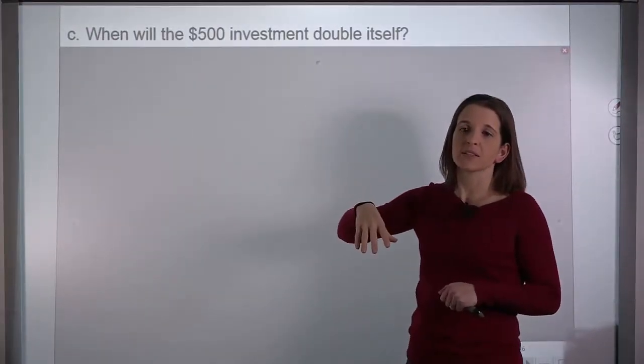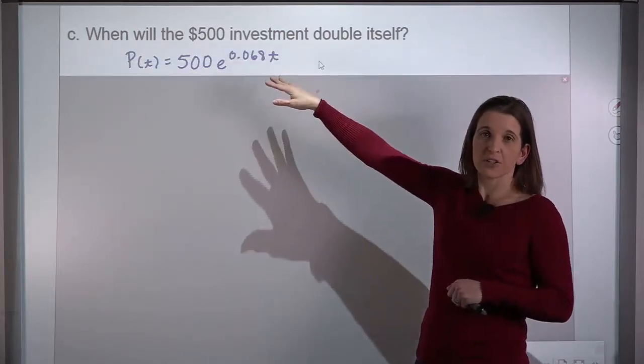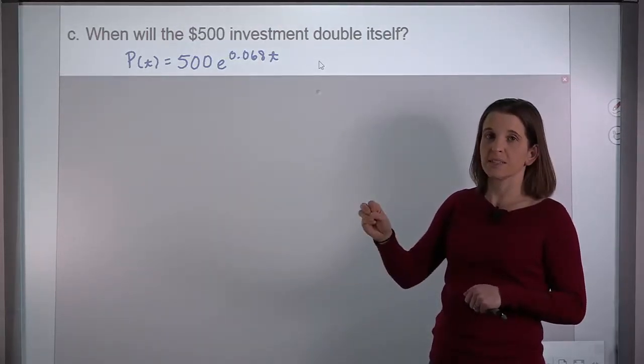So then using that same scenario, the question is, when will that money have doubled? When will that initial investment of 500 have doubled? Well, I know this is my function. I wrote it. That's why we did part A, so that we could use it. So in part B, we just plugged a t into it.